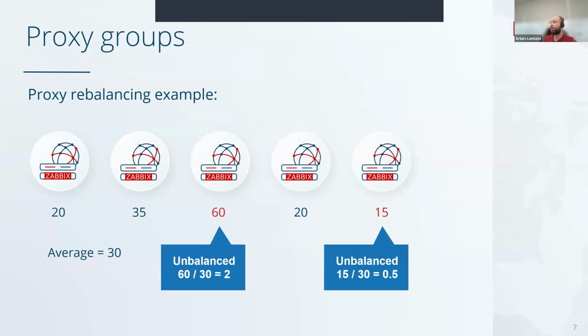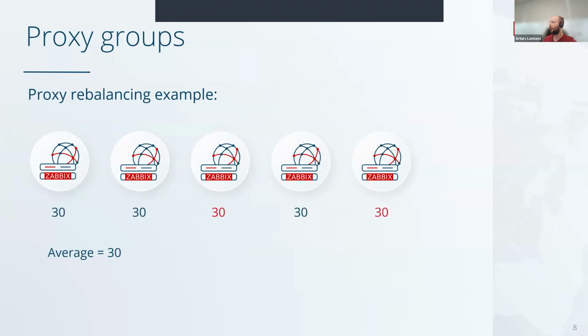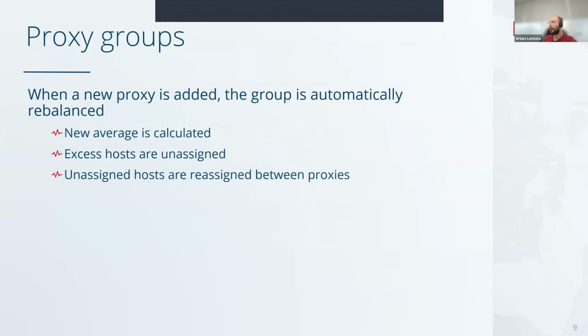Here we have an example of proxy rebalancing in theory. We have 5 proxies here, and we can see 2 of them are unbalanced: the proxy that has 60 hosts assigned to it and the proxy that has 15 hosts assigned to it. Once the rebalancing happens, each proxy now has 30 hosts assigned to it, balanced equally.